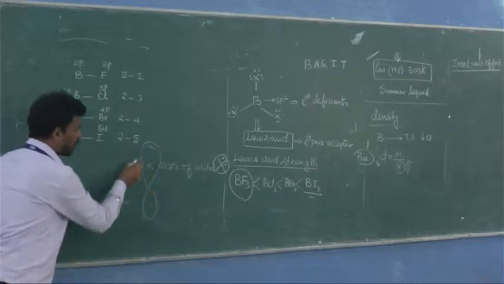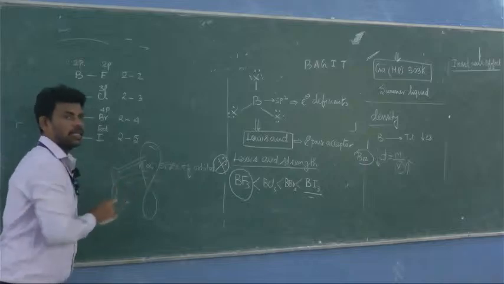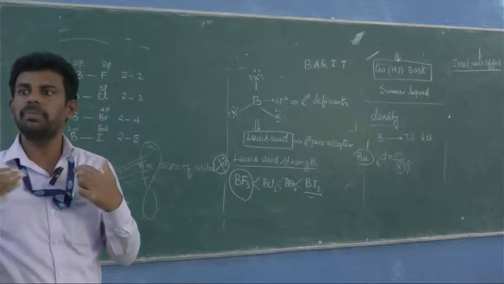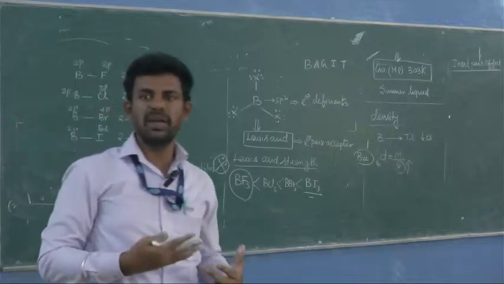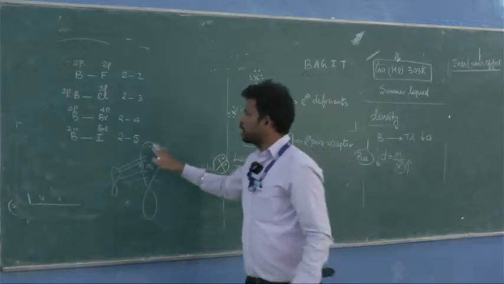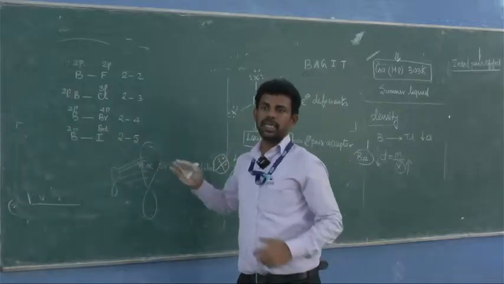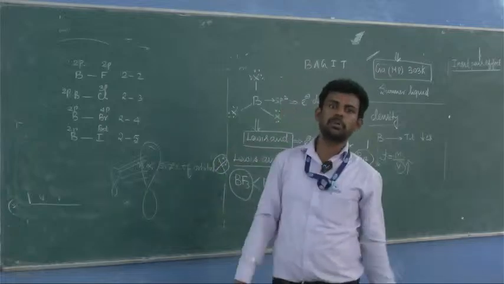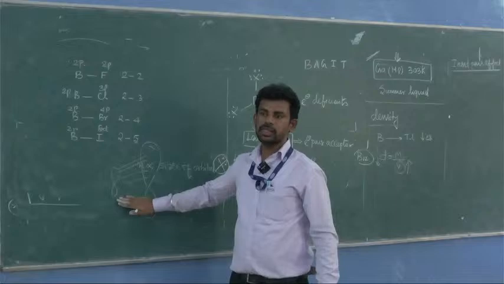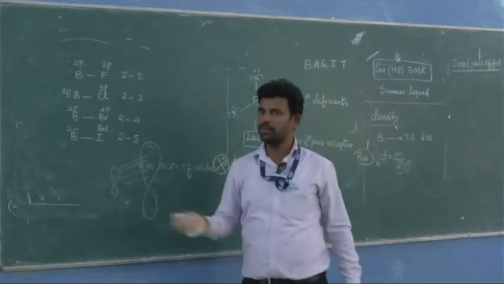Then will there be effective overlap? No, there will be no effective overlap. When there is no effective overlap, it is going to have more Lewis acidic strength. Is it clear? Because of improper orbital overlap, it is going to be a better Lewis acid when compared to BF3.